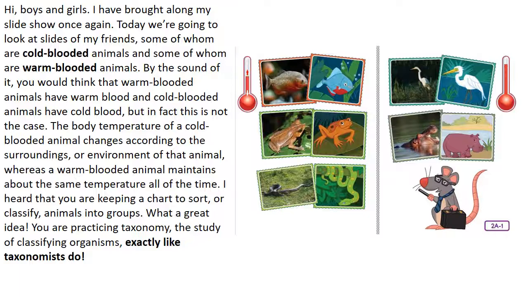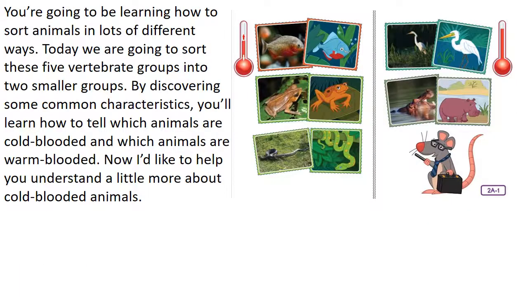I heard that you are keeping a chart to sort or classify animals into groups. What a great idea. You are practicing taxonomy, the study of classifying organisms, exactly like taxonomists do. You're going to be learning how to sort animals in a lot of different ways. Today, we are going to sort these 5 vertebrate groups into 2 smaller groups by discovering some common characteristics. You'll learn how to tell which animals are cold-blooded and which animals are warm-blooded.